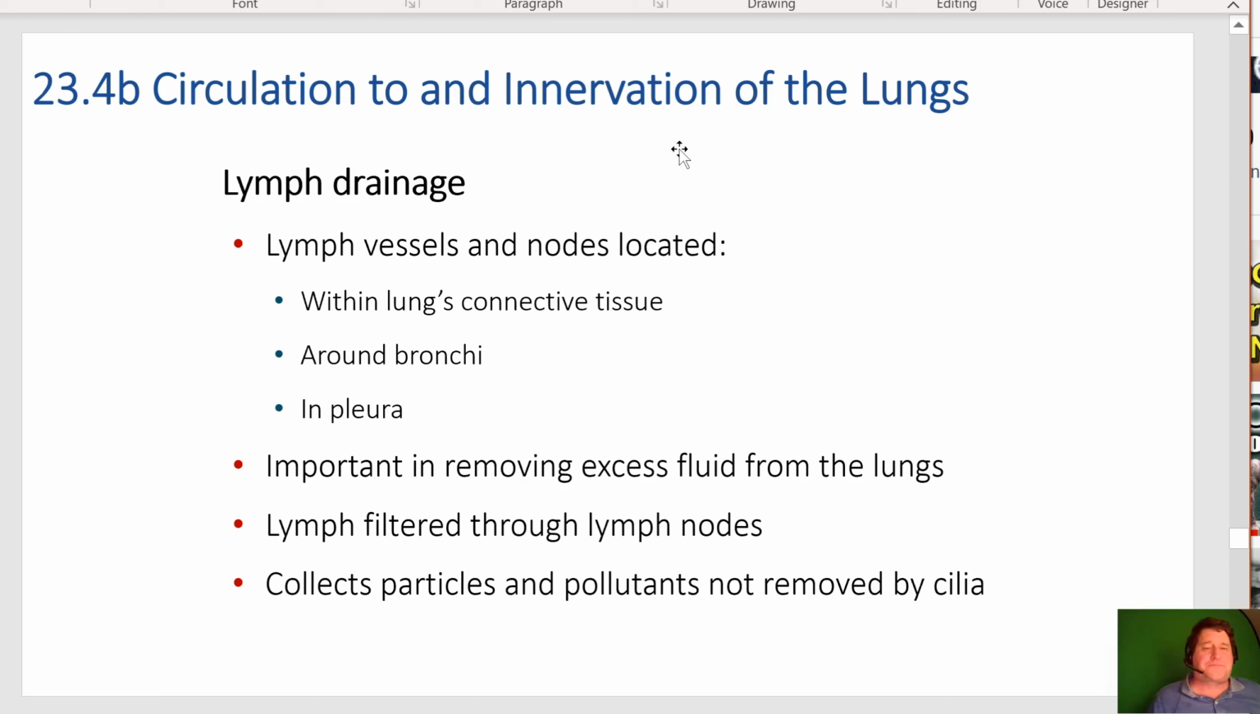Looking at this too, there's lymph drainage. Lymph vessels and nodes are located within the connective tissue around the bronchi, and the pleura, the cavity surrounding the lungs, also. Again, getting rid of excess fluid is important for the lungs. Fluid buildup in the lungs is a bad thing. Inside the lungs, it can block the exchange of gases, and on the outside, fluid can hinder the expansion and the movement of air in and out of the lungs.